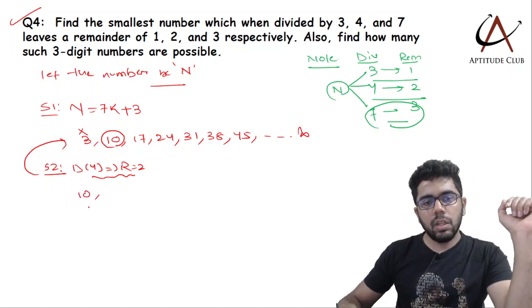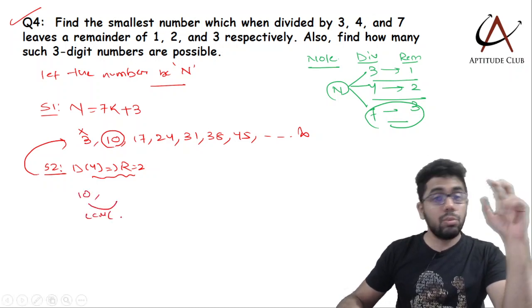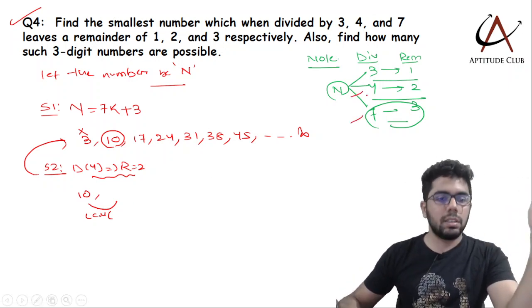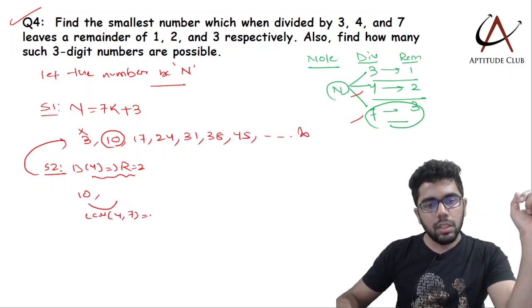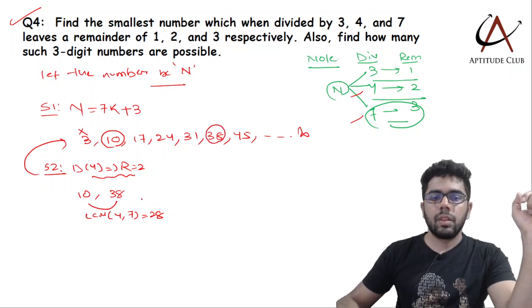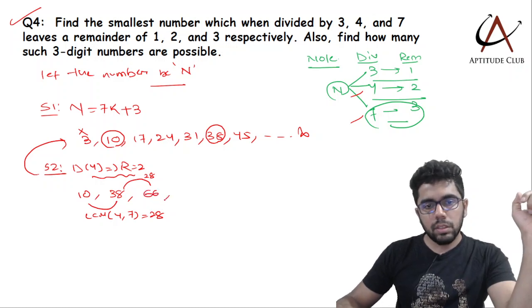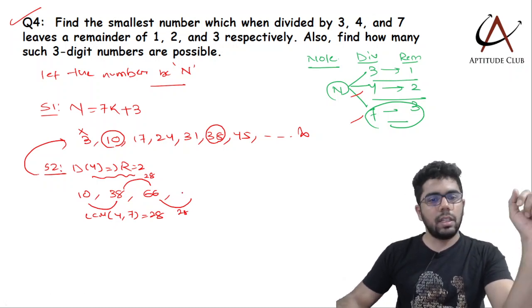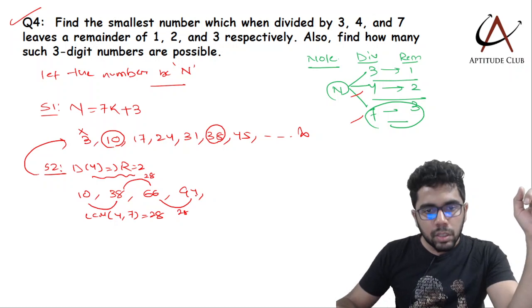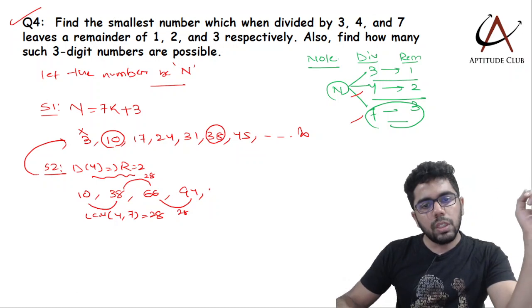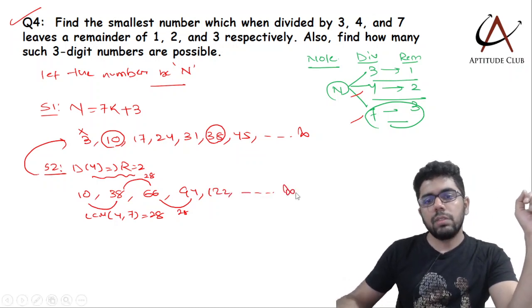You need the first number. And the second number will come after a gap of the LCM of the 2 divisors that you have considered. I have considered 7 and 4, so take their LCM, 28. 3 has not come into the picture yet. So 28 plus 10, next number is 38, which you can see is here. Then next number after a gap of 28, 66 will come. Then 94, then 122, and so on till infinity.